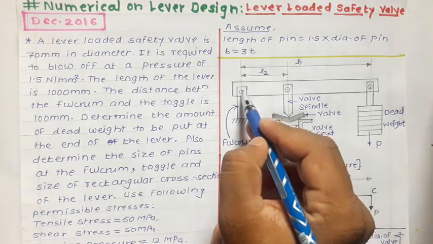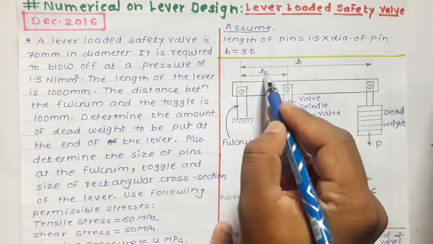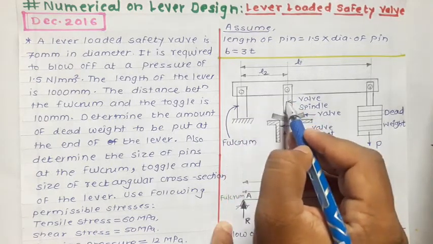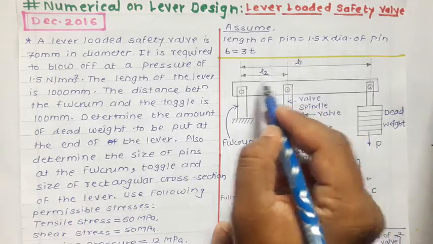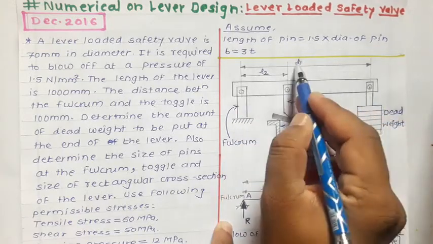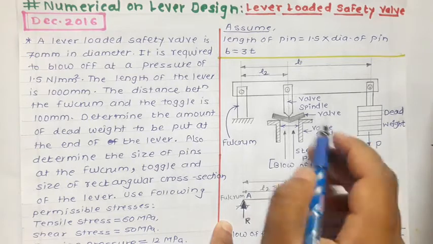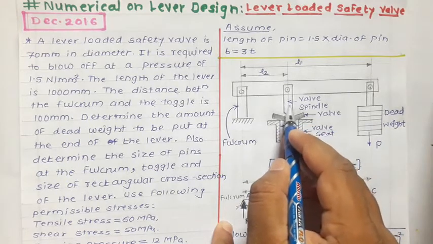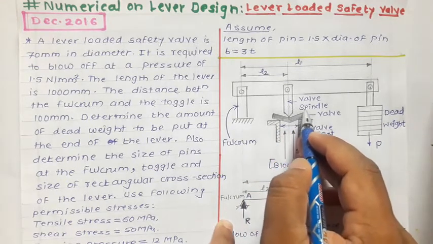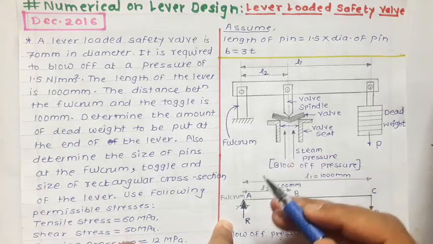Distance between this fulcrum and the valve spindle is L2. This valve spindle is also called a strut or toggle. Distance between fulcrum and the dead weight is L1. Now this lever loaded safety valve is used in the boiler to maintain the pressure in the boiler within the desired limit or within the normal level.